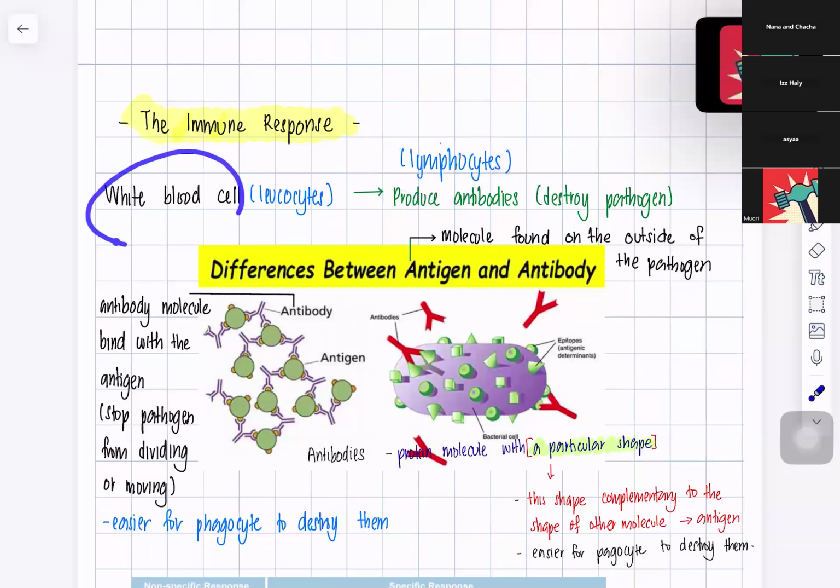Okay, you have a white blood cell. Another name for white blood cell is leukocyte. The name of the blood cell that produces antibody is lymphocyte. So the lymphocyte will destroy the pathogen.